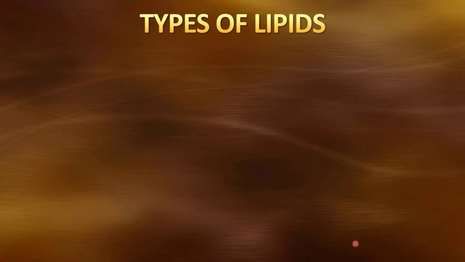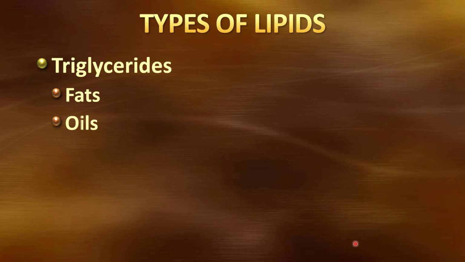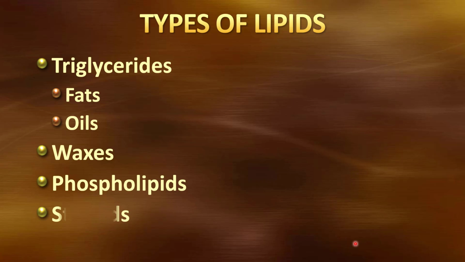Let's take a look at the different classes of lipids. We have triglycerides, which can be either fat or oil. The distinction between fat and oil depends on the fatty acids that are present in those molecules and whether or not they exist as a liquid or a solid at room temperature. That's how this is defined. So one that is a liquid at room temperature is an oil. One that is solid at room temperature is a fat. We also have waxes, phospholipids, and steroids. And we'll take a look at each of these.